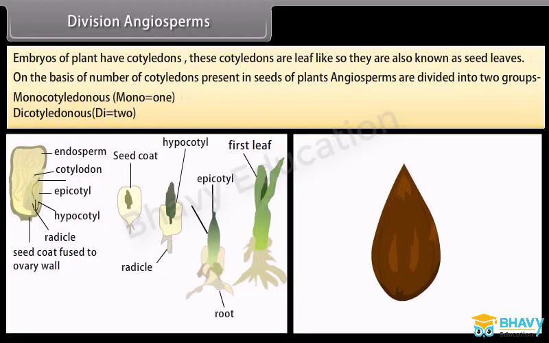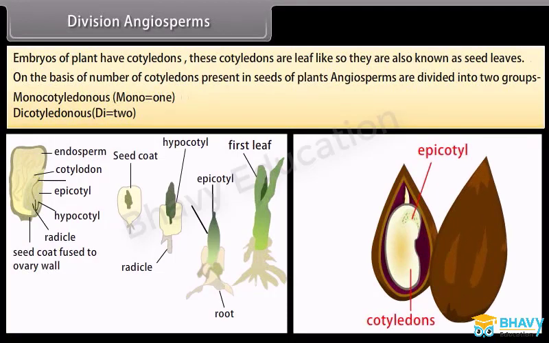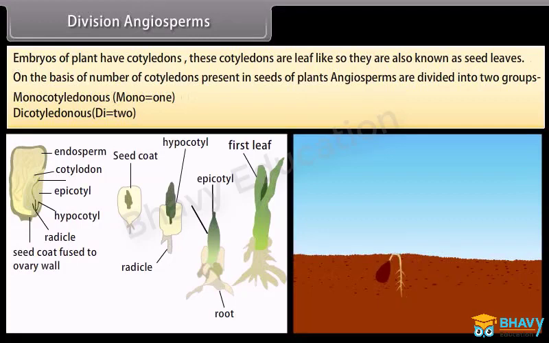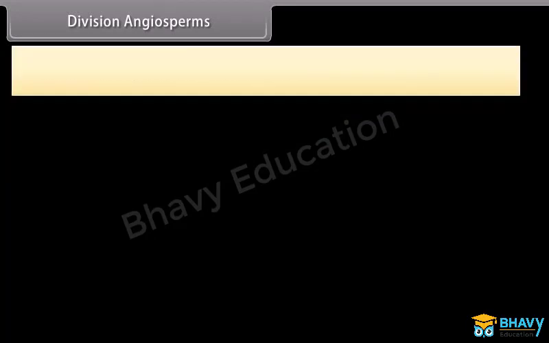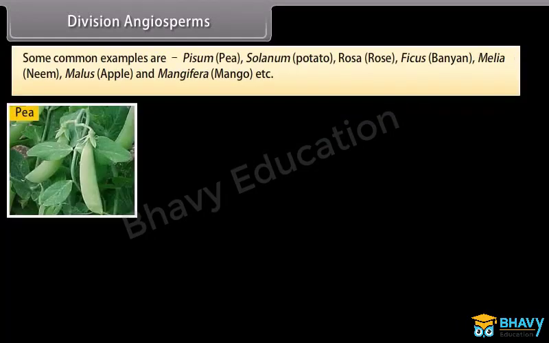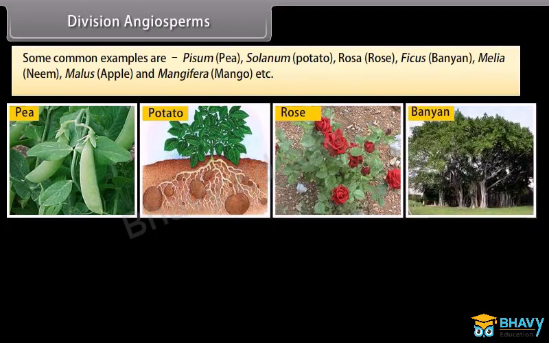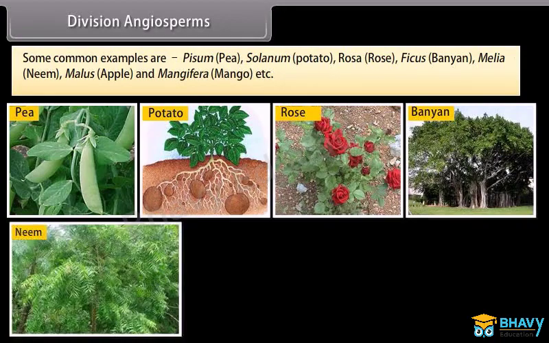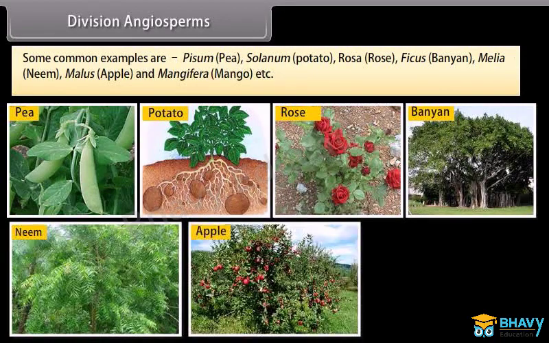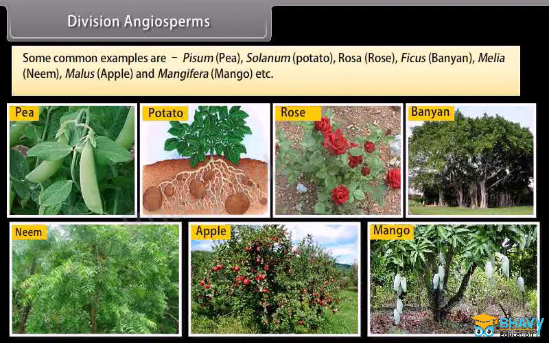On the basis of the number of cotyledons present in the seeds of plants, angiosperms are divided into two groups: monocotyledonous, mono is 1, and dicotyledonous, di, which is 2. Some common examples are Pisum, pea, Solanum, potato, Rosa, rose, Ficus, banyan, Melia, neem, Malus, apple, and Mangifera, mango, etc.